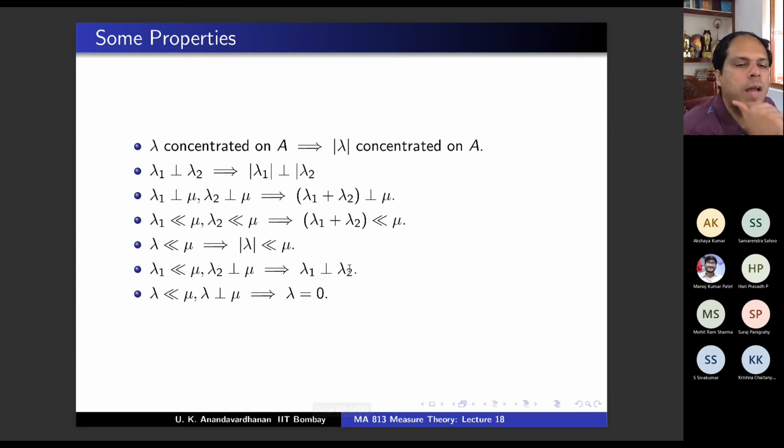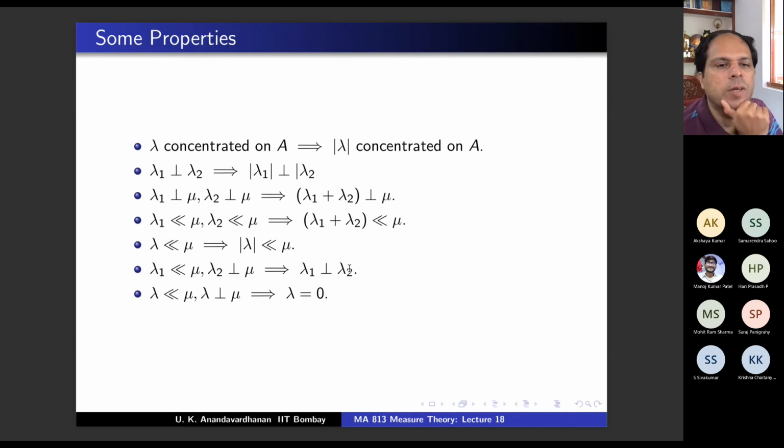And the last one is, if lambda is both absolutely continuous with respect to mu and singular to mu, then lambda has to be the zero measure. That is because from the previous line itself, lambda 1 equal to lambda 2 equal to lambda. Therefore, lambda is mutually singular to lambda. What does that mean? There are A and B disjoint, and lambda is concentrated on A and lambda is concentrated on B also, right? But A is in B complement, therefore lambda of A has to be 0. B is in A complement, therefore lambda of B also has to be 0. So lambda is 0 everywhere.